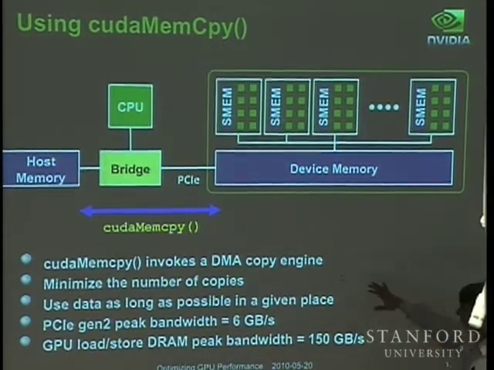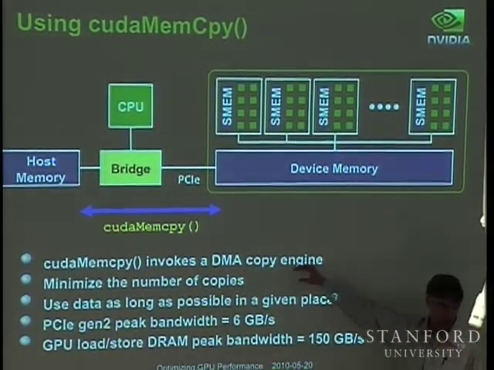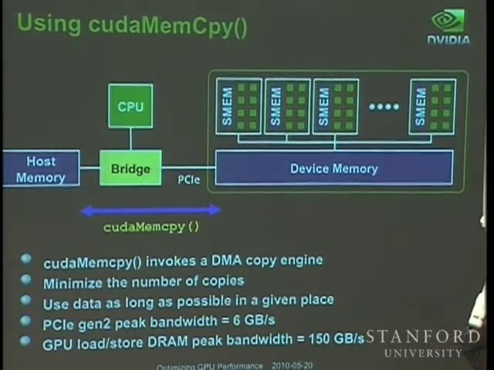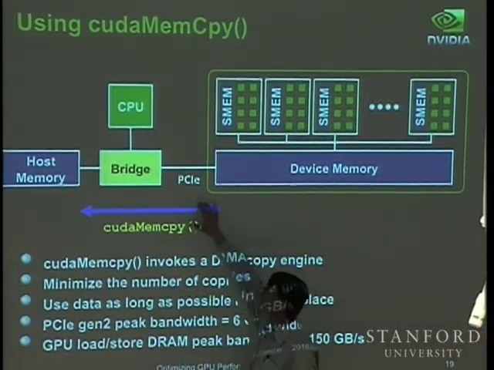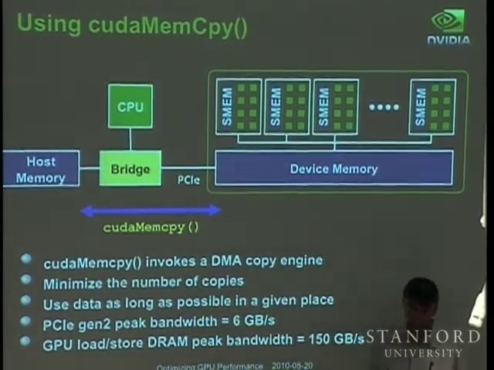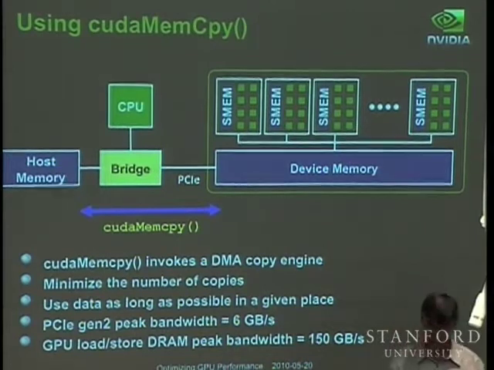However, it is done with a fast hardware engine. There's a hardware block copy engine that uses DMA, direct memory access, to copy data as quickly as it can, but it's limited by the bandwidth of the PCI Express bus. Typically, we see bandwidths around 5 to 6 gigabytes per second on the current generation PCI Gen 2.